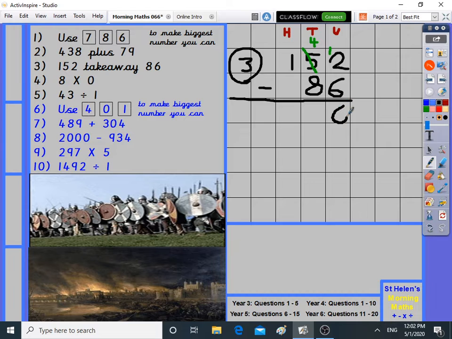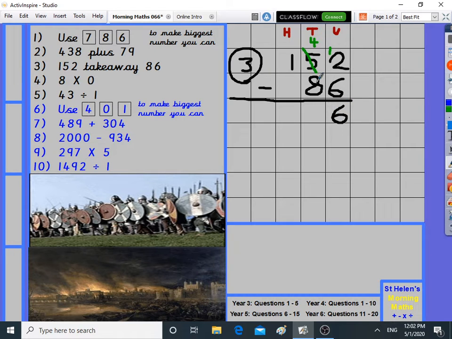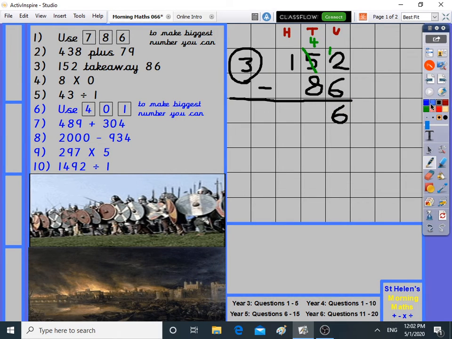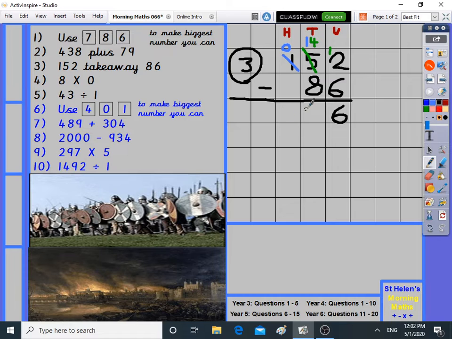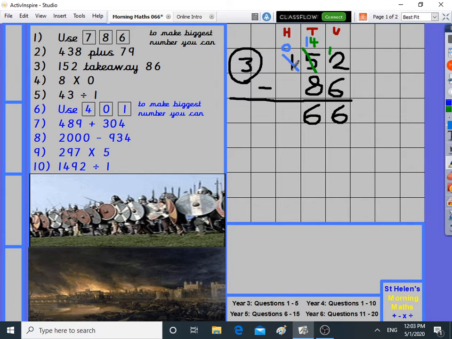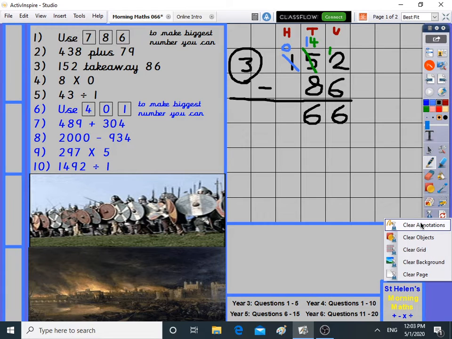That is 6. 4 take away 8 we also can't do. So I'm going to borrow from the 1. It will go down to a 0 and a 1 here. This is quite a difficult one because there's a lot of borrowing here in this year 3 question. 14 take away 8, that does work now. That is 6. And nothing at the front, so it's just 66. Okay. So let's get on to number 4.